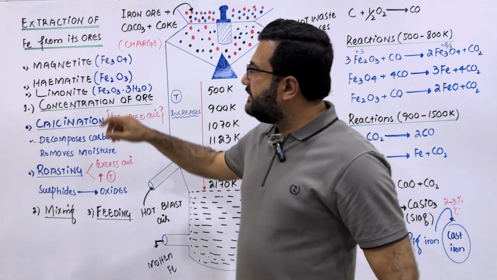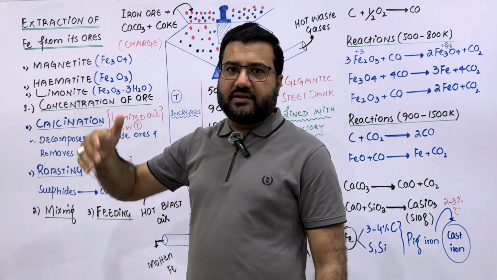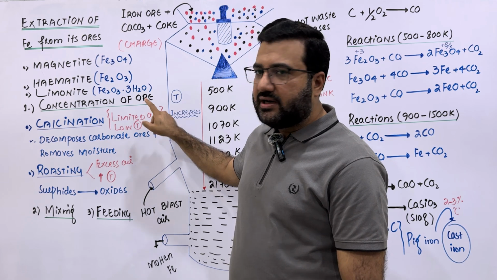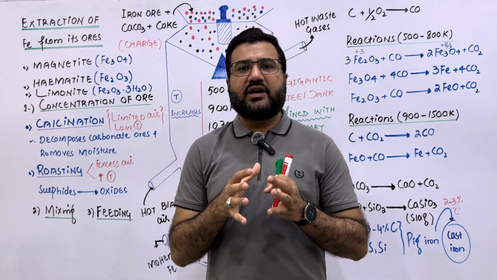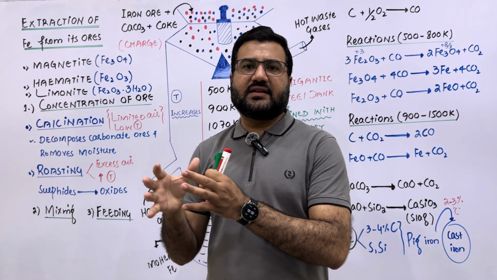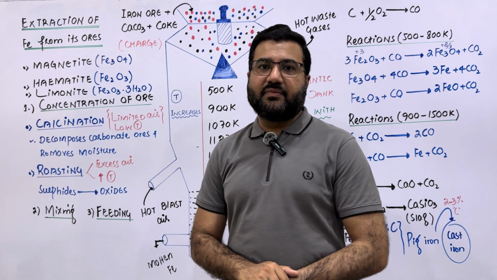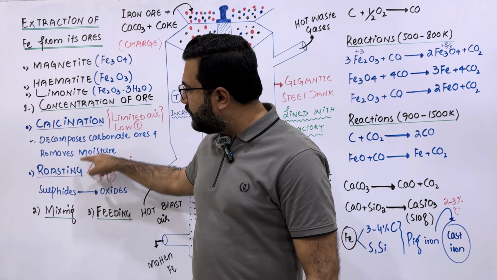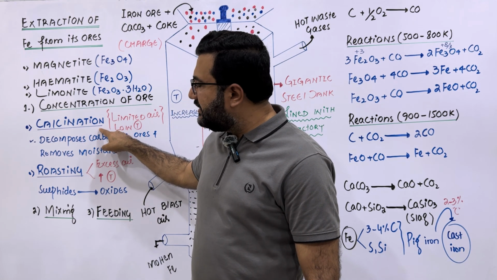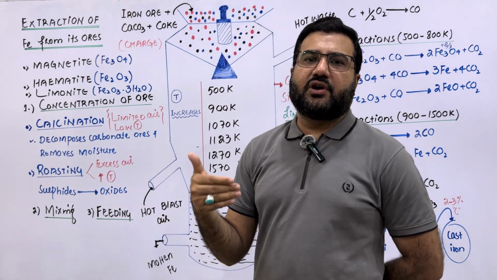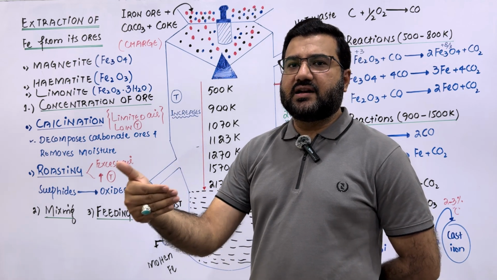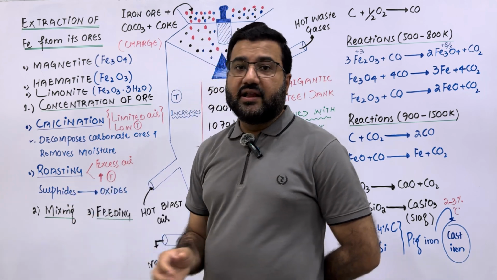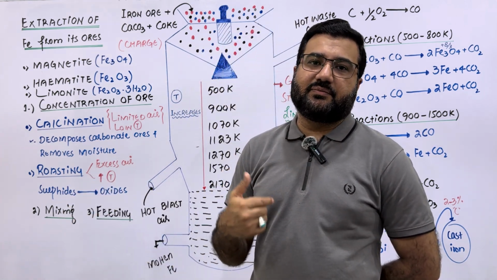My dear students, the extraction of iron takes place in different steps. The first step is the concentration of ore. In this step, the impurities like carbonates, moisture and sulfides are removed from the metal ore. And this concentration takes place by two processes. First is calcination. Calcination is important in removing the moisture and carbonate impurities from the metal ore, and roasting is important in removing the sulfides from the metal ore.